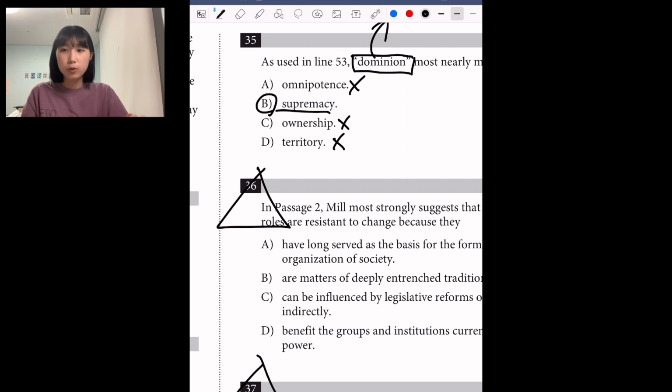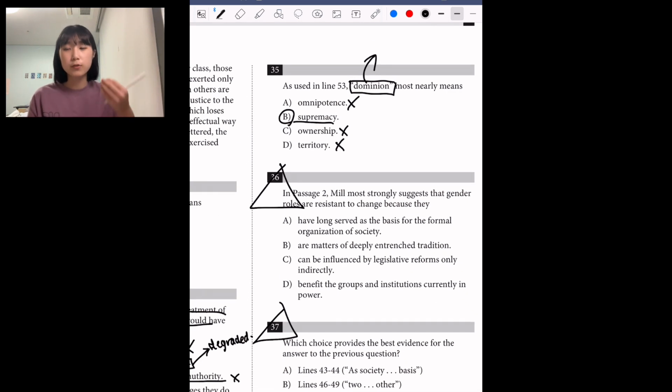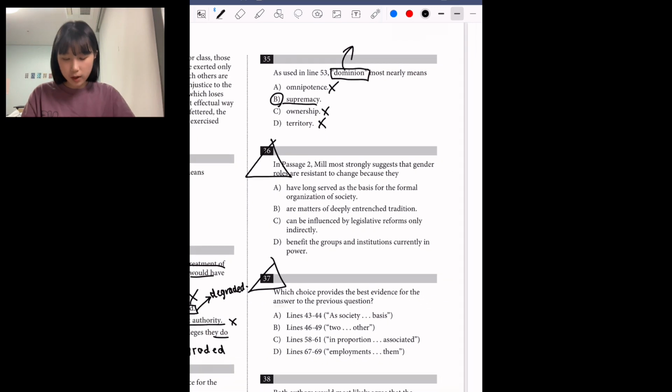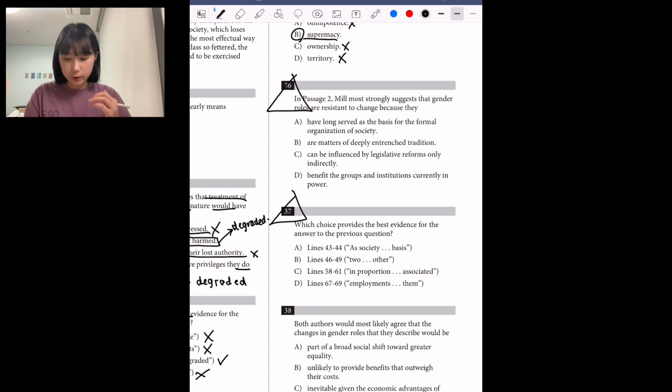I agree that some of you may think that omnipotence is a good choice, and some of you may even think that ownership is a good choice, but in the SATs, you need to look clearly and very specifically into the sentence and into the word that's incorporated in the sentence and think, what exactly is the sentence trying to say? What point is the sentence trying to make? Because as I showed here, this sentence is trying to make a comparison of the stronger, which here is portrayed as men, and the less strong, which here are portrayed as women. So in order to make that point of comparison, the word supremacy is the better choice. So yeah, B is the answer for question 35.